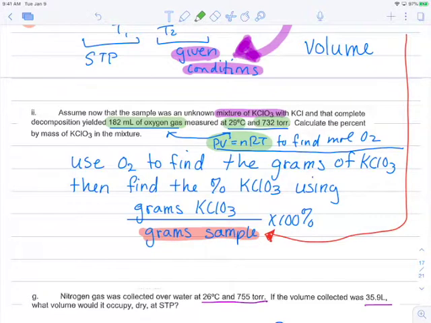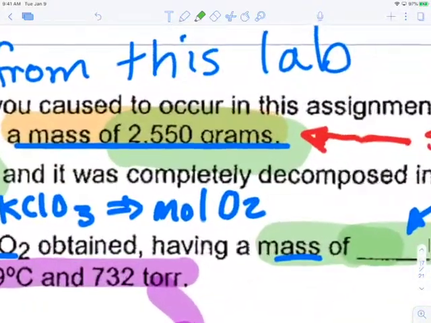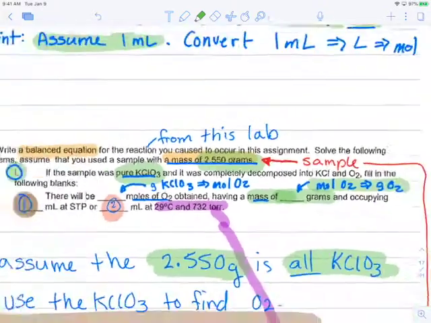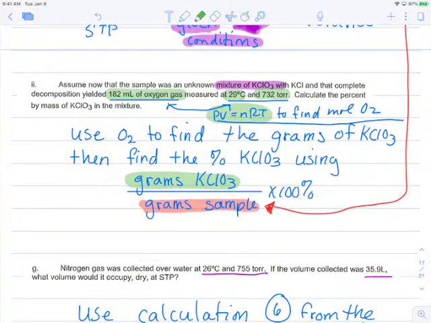So once you find your moles of O2, now you can use your balanced chemical equation to go from the moles of O2 into grams of KClO3. And once you do that, you're going to place that answer on the top, and the bottom will be the original sample, which was way, way, way up here. The one that I've colored in 3 different colors now, 2.550 grams. That was your original sample. And that goes all the way down here in the denominator.